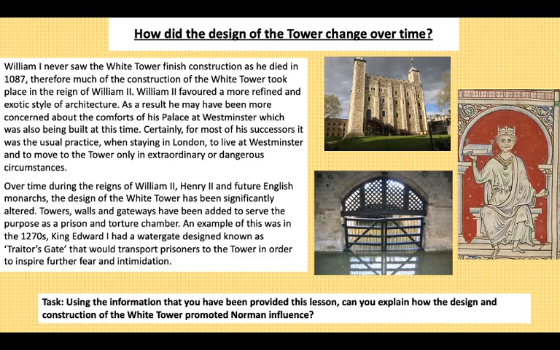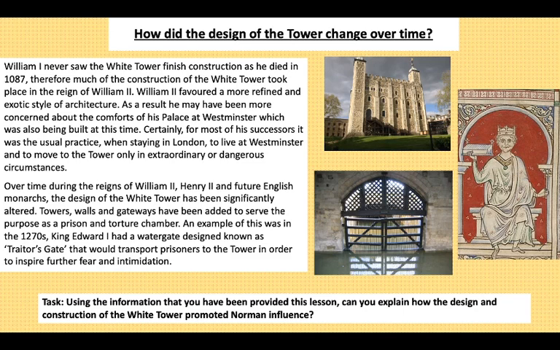Over time, during the reigns of William II, Henry II, and future English monarchs, the design of the White Tower has significantly been altered. Towers have been constructed, walls and gateways have been added to serve the purpose as a prison and torture chamber, which some of you may already identify the tower as. An example of this was in the 1270s. King Edward I had a watergate, so this is the watergate here, designed, known as Traitor's Gate, which is probably one of the most famous parts of the design of the White Tower. And that would transport prisoners to the tower in order to inspire further fear and intimidation.